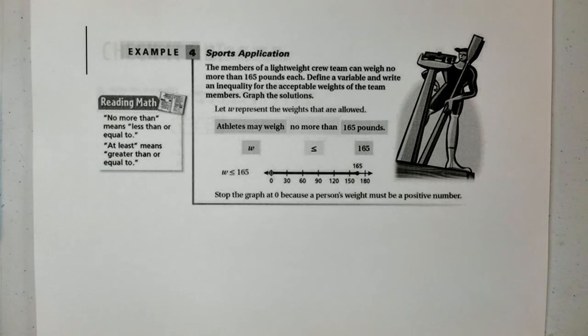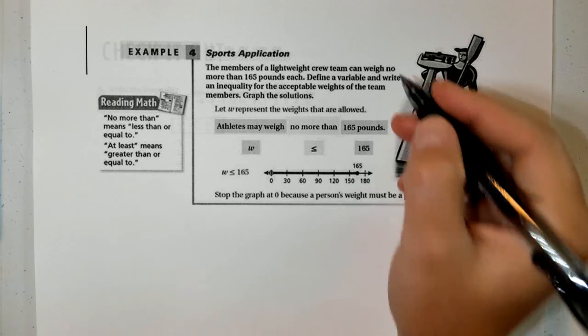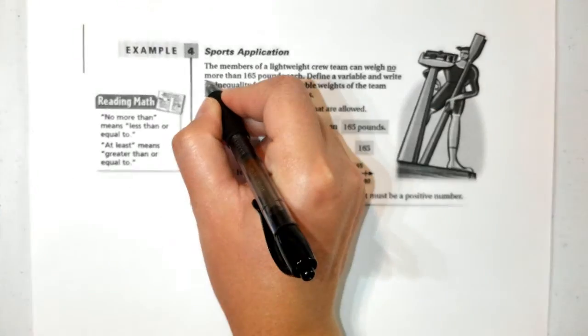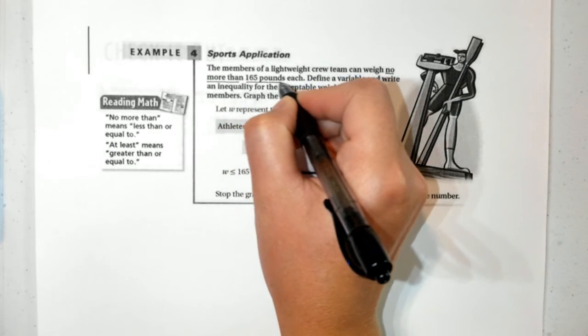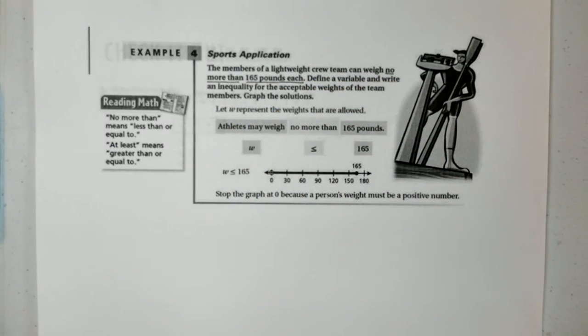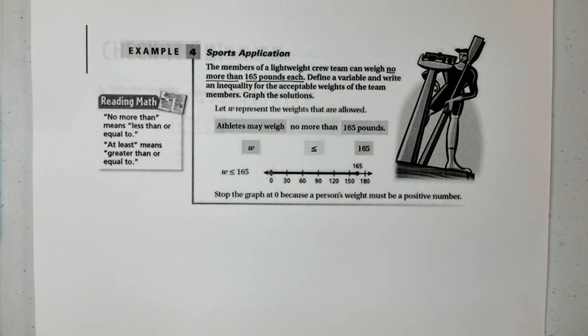Example 4. So it says the members of a lightweight crew team can weigh no more than 165 pounds each. Define a variable and write an inequality for the acceptable weights of the team members. Graph the solutions. So no more than 165 pounds each. So each athlete can only weigh 165 pounds, no more than that.